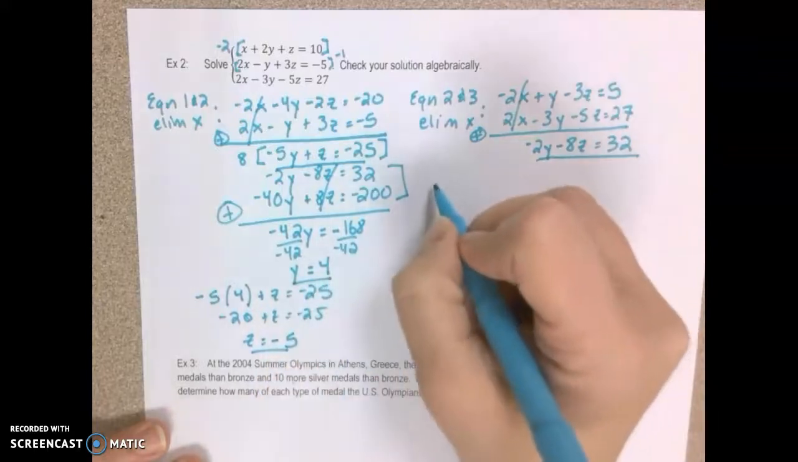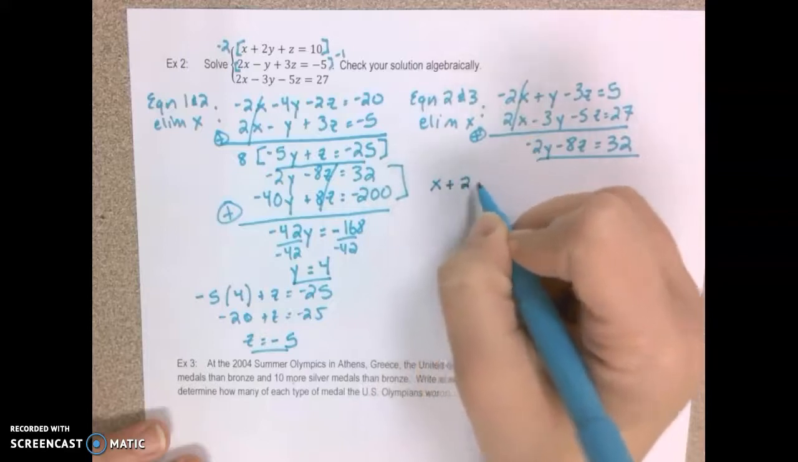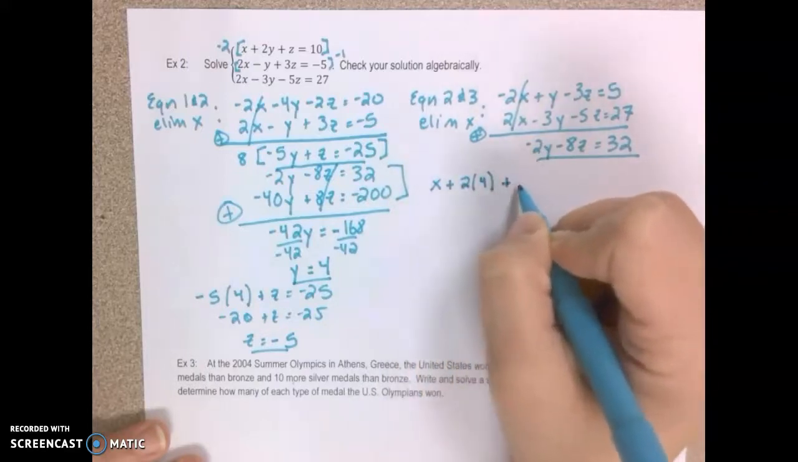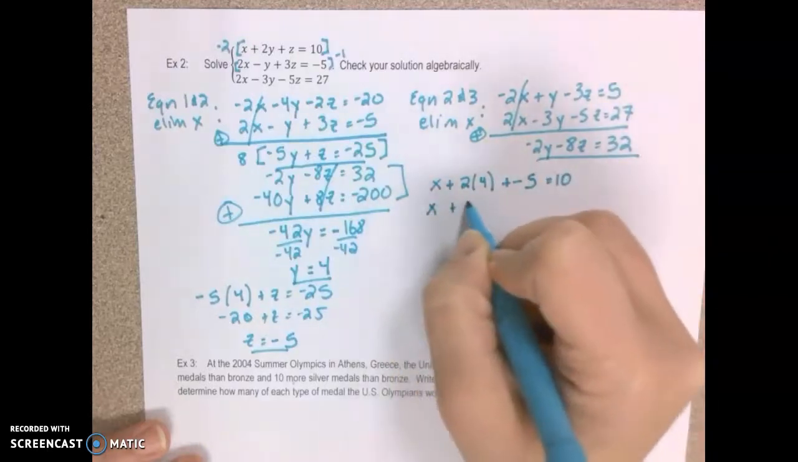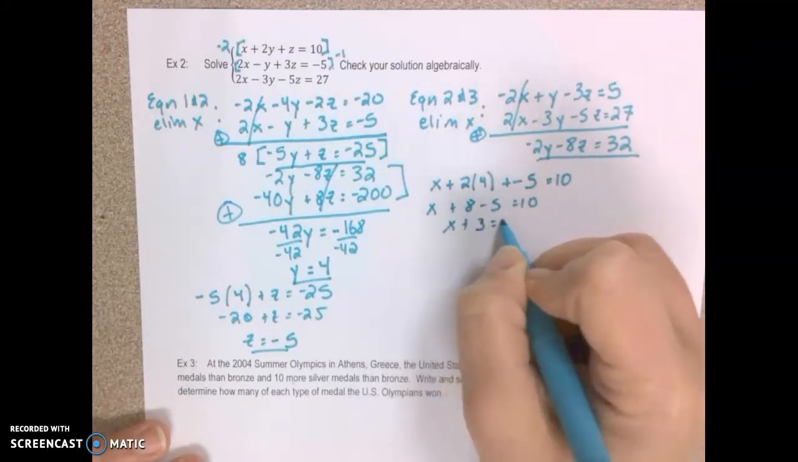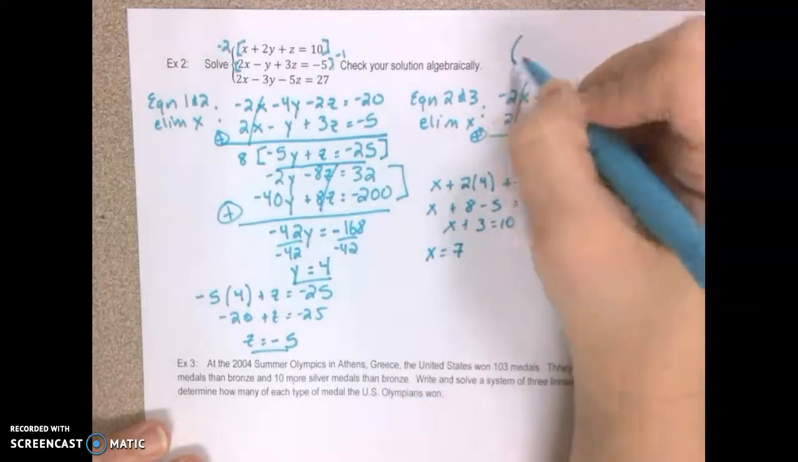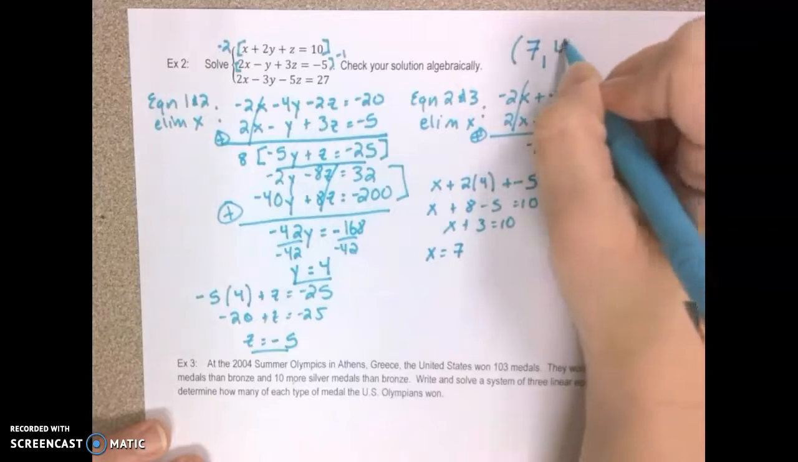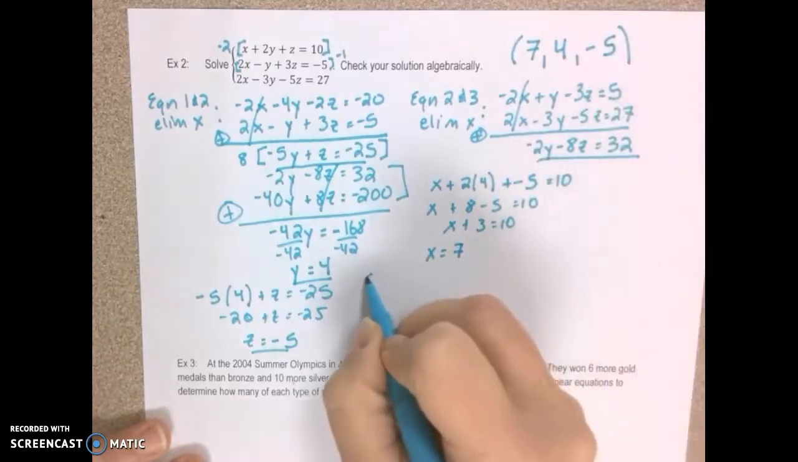To find x, I'm going to go back up to the very first equation. It was x plus 2y, but now instead of y, I plug in 4. And then plus z, so plus negative 5, equals 10. So x plus 8 minus 5 equals 10, x plus 3 equals 10, and x equals 7. So now I can write my ordered triple, x first, which was a 7, then the y, and then the z. To check it, I need to check it in all 3.